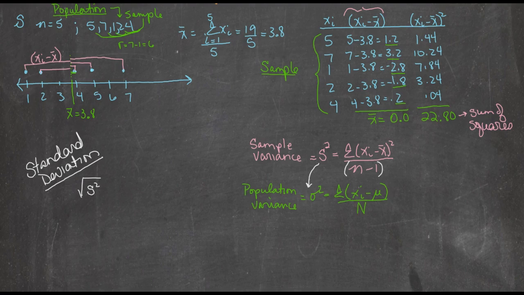So let's just finish out our calculations here. For this set that we worked with, we can now say that our sample variance is 22.8 divided by n minus 1. I have 5 elements, so I'm going to divide that by 4, and that tells me that my variance is 5.7. So my S squared equals 5.7.